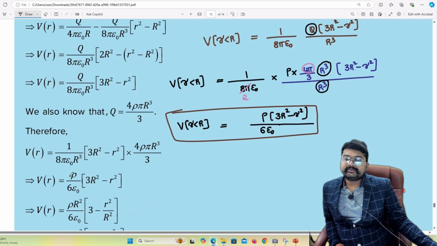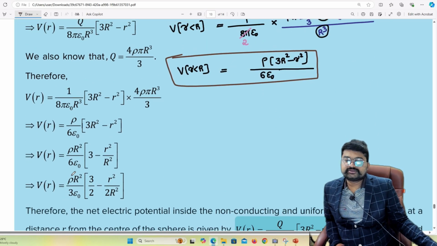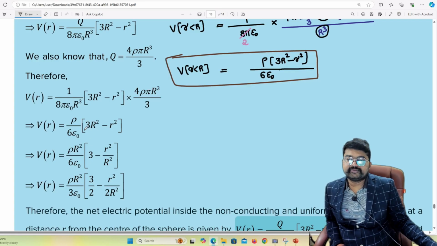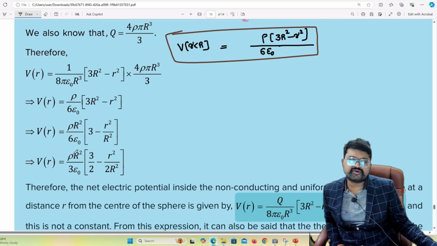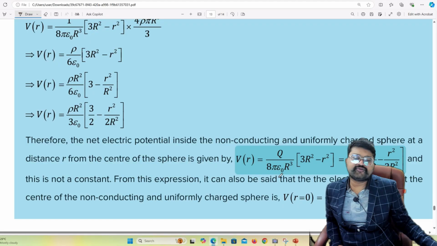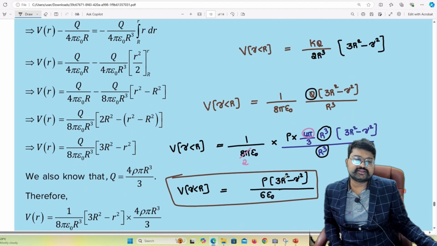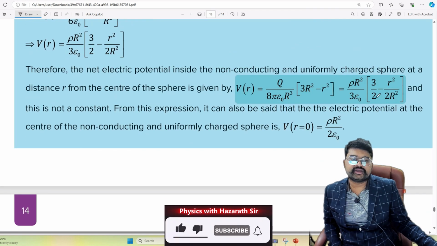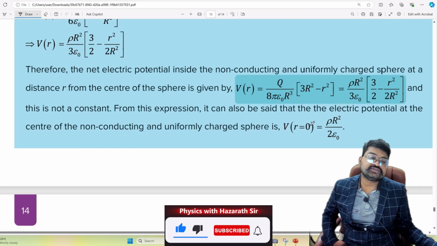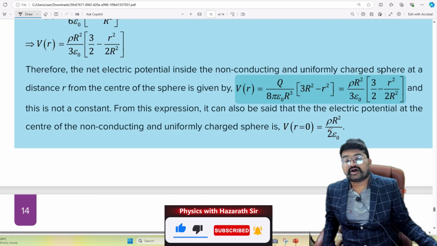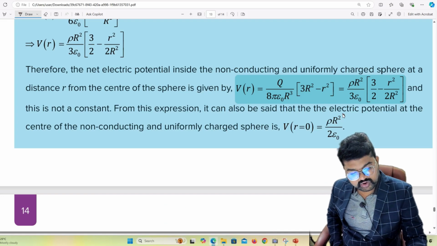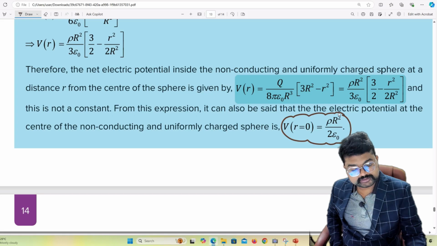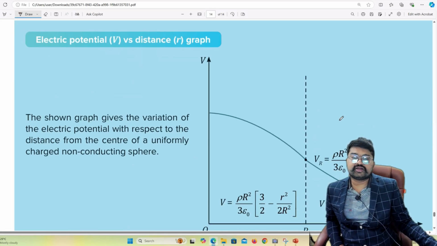Clear? Same thing. So here rho by 6 epsilon naught, 3 times R square minus r square. This is more than enough. If you want, you can take it out. So q by 4 pi epsilon naught R cube, we already did this, q by 4 pi epsilon naught R cube, 3R square minus r square. If you put r equal to 0, at r equal to 0 you are getting rho R square by 2 epsilon naught. That means you need to draw the graph.